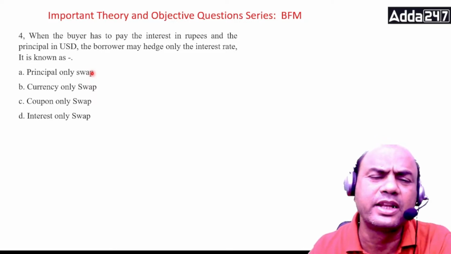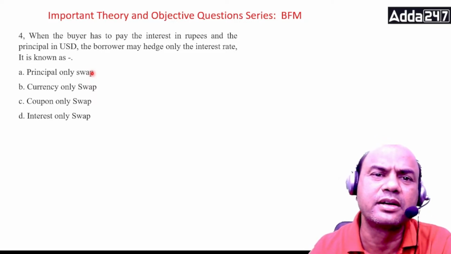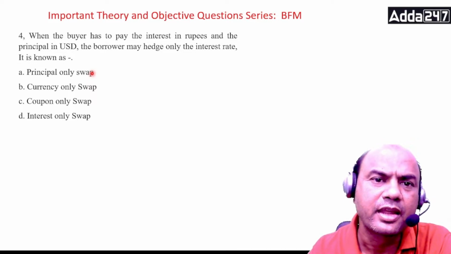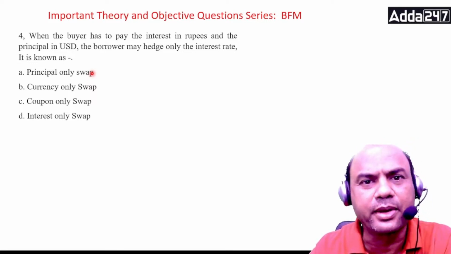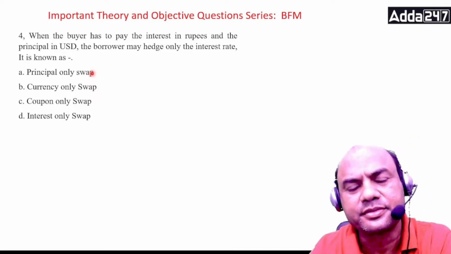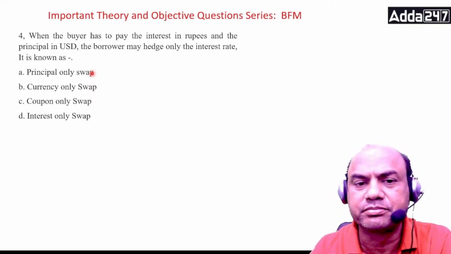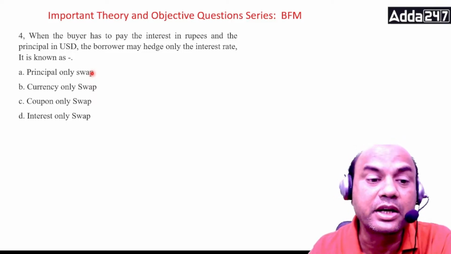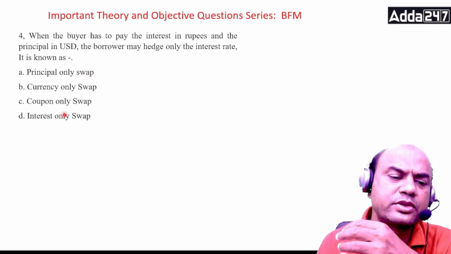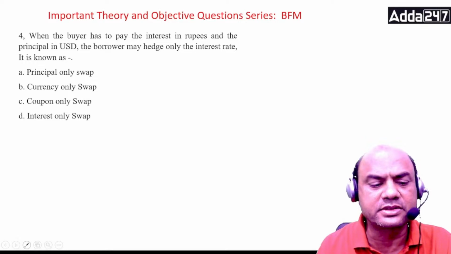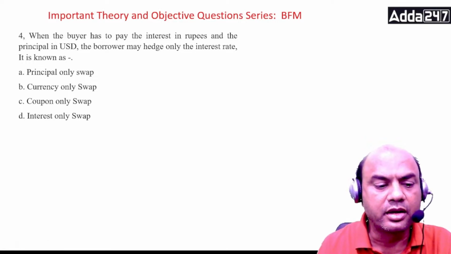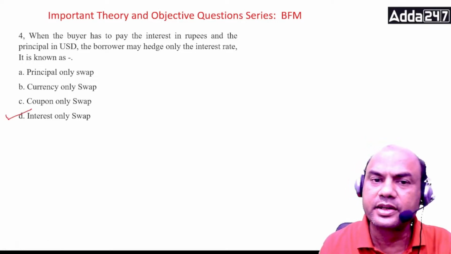So that person will hedge only whatever is the exchange part. If I've taken a loan in USD, I'm paying in USD. Why do I hedge the currency? I'll hedge only that part which is related to exchange. So here I'll take only interest only swap, isn't it? So that will be the answer, D. Interest only swap, isn't it?